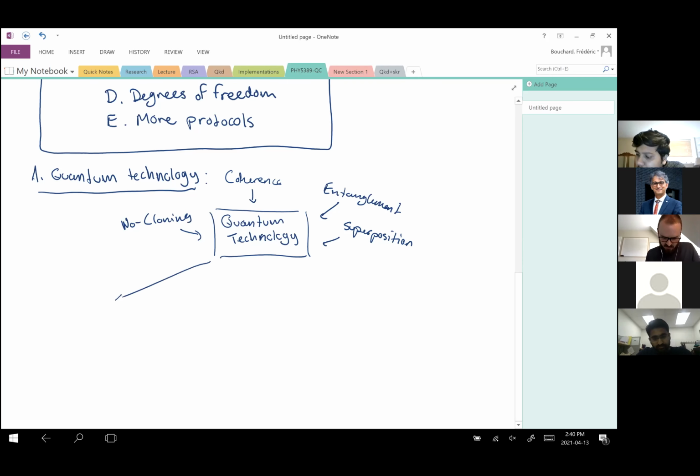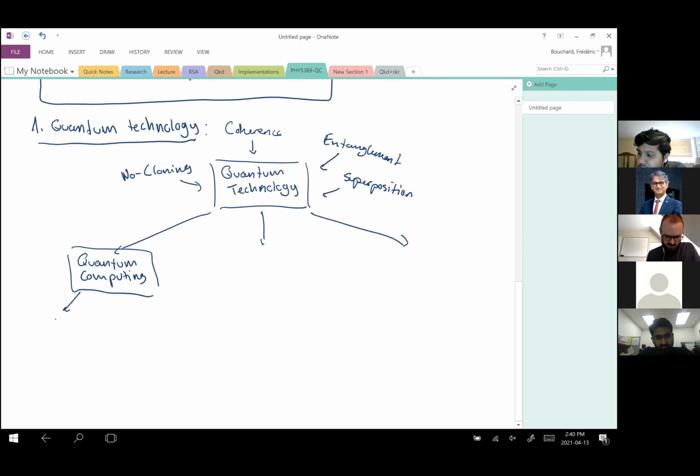This is usually divided into three big parts. The first part is quantum computing. This will include quantum computers, Shor's algorithm, for example. You also have things like quantum simulation, where you can simulate quantum systems using quantum devices.